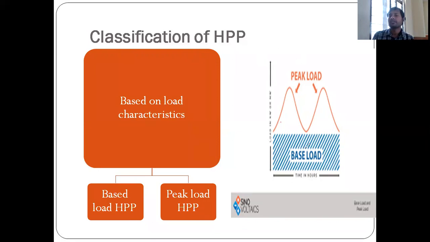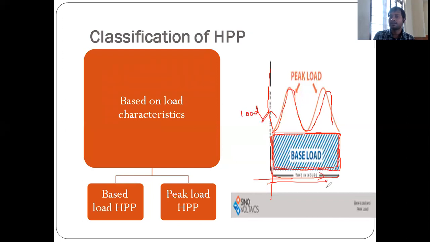Base load, look at this one. This is a graph, load versus time. This is the base load. You can see this is in the form of a rectangle, a constant load. And a peak load, look at this one, is varying.